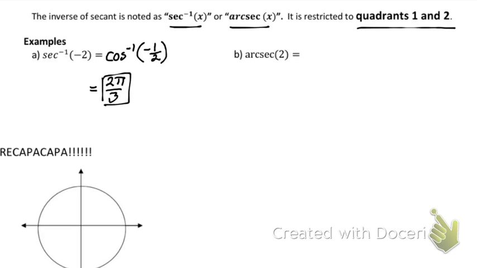Our next one is arc secant of 2. Once again, we have to put it as cosine inverse. We do the reciprocal, which would be 1 over 2. Well, the cosine inverse of 1 over 2 is just pi over 3. At pi over 3, cosine equals 1/2.